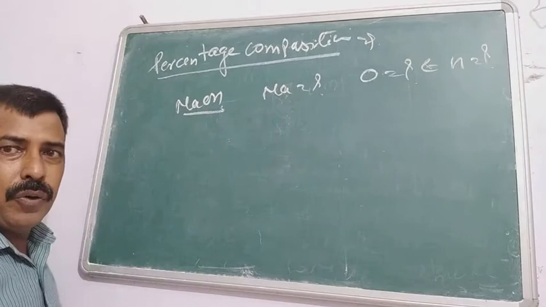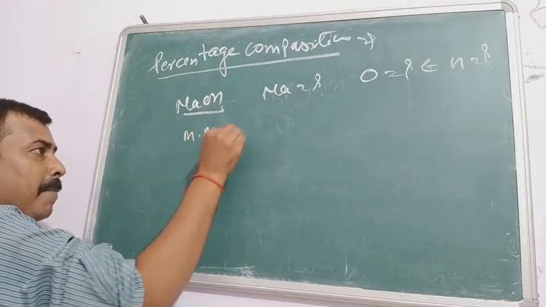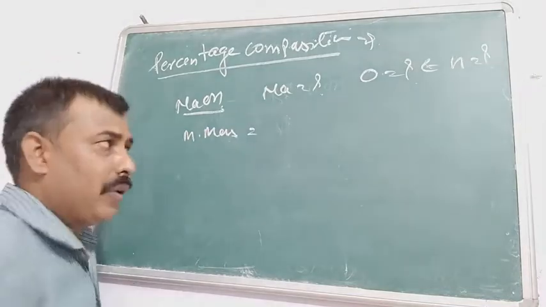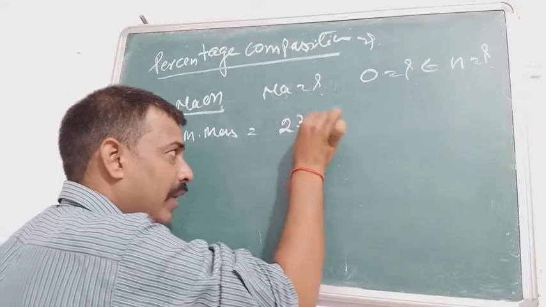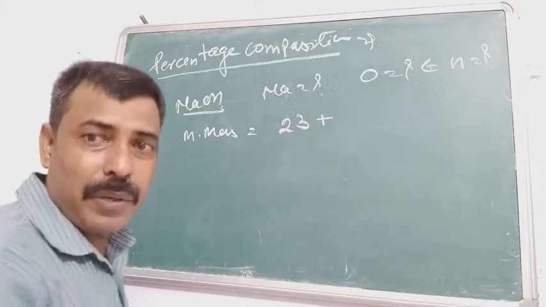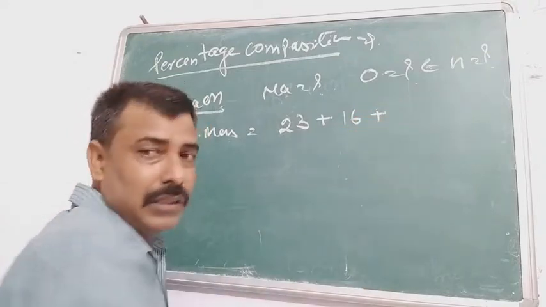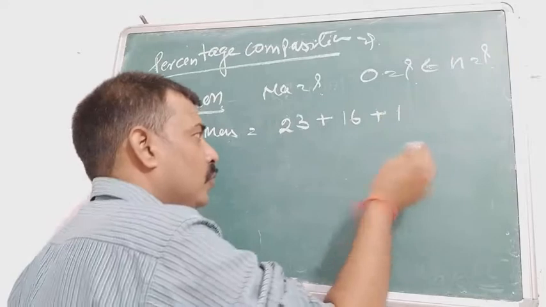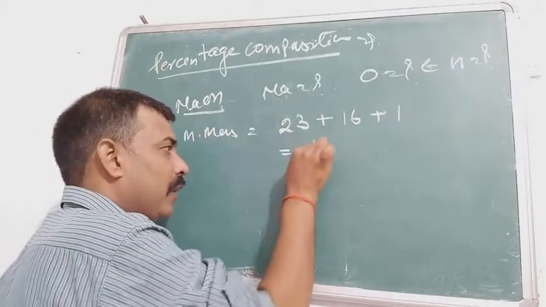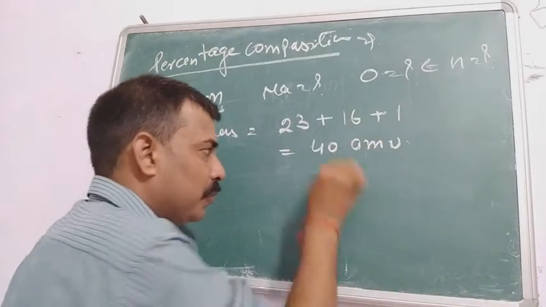So in this compound, the molecular mass of the compound is the atomic mass of sodium, that is 23 AMU, plus atomic mass of oxygen, that is 16, plus atomic mass of hydrogen, which is 1. So the molecular mass becomes 40 AMU.